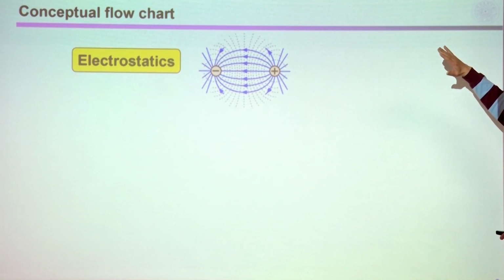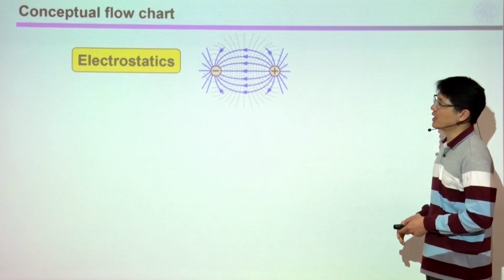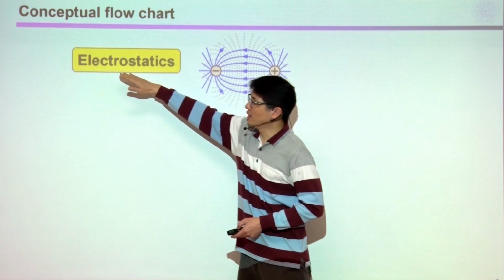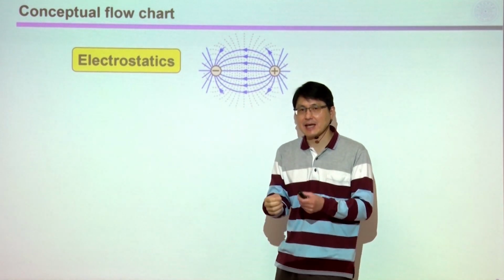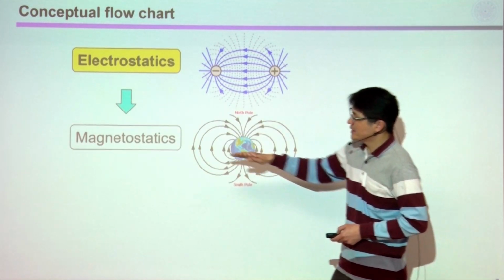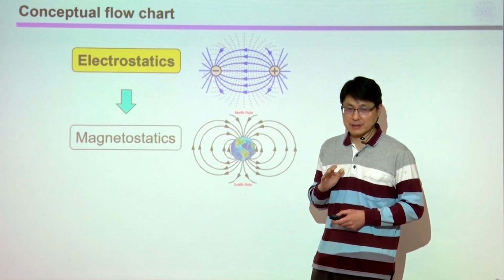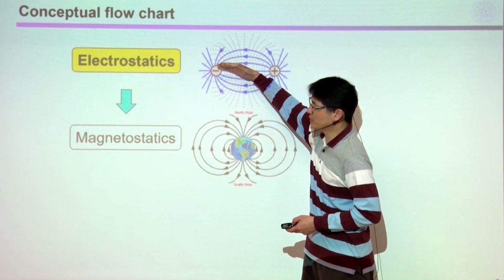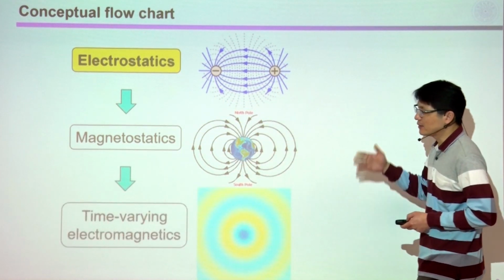So the structure of the textbook and for our following class is we are going to investigate static electric fields. Okay, electrostatics means static electric fields. And then the next topic is static magnetic field. Right? Then in the very end, we are going to combine these two, electric field and magnetic field, to electromagnetic field and time varying.